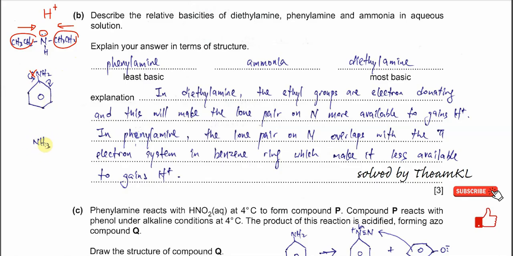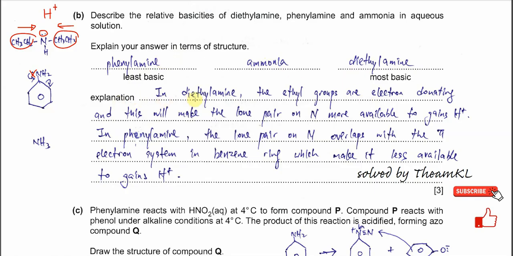Of course, ammonia has stronger basicity than phenylamine. So this is the trend. The most basic is diethylamine, followed by ammonia. After that, the last one is phenylamine.